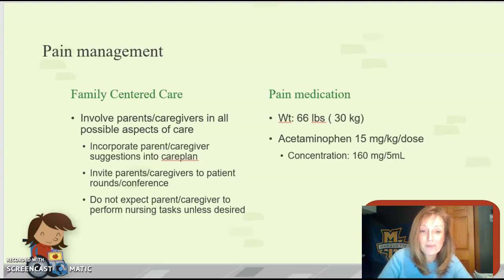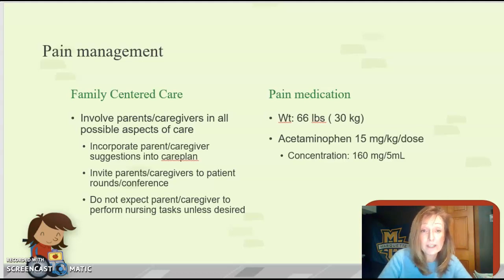And again, we don't expect parents to be the nurses and provide nursing care for the child unless they want to participate. For instance, if the mother says, I'd really like to give my child a bath today, we're not going to say, no, that's a nurse's job, you can't do that. But we can offer to help and say, would you like me to bring you some warm water? Can I get you the supplies? Can I do part for you? Whatever it is, so the parent feels like they are being well cared for and are not being excluded.